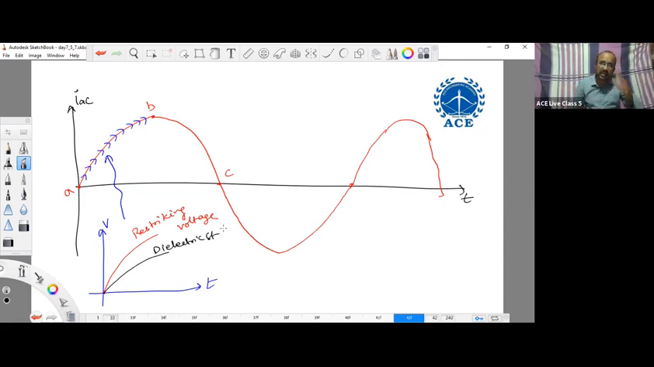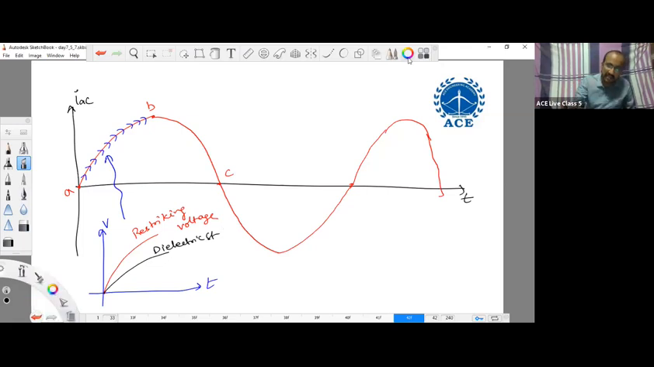So during this interval, what is our observation? During this interval, if we quench the arc, the arc will restrike. Why will the arc restrike? Because restriking voltage is greater than the dielectric strength. So the arc will restrike.